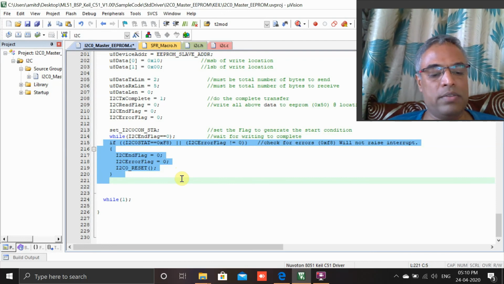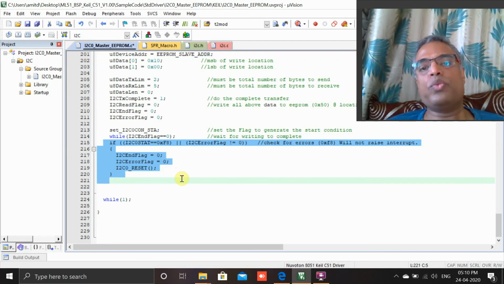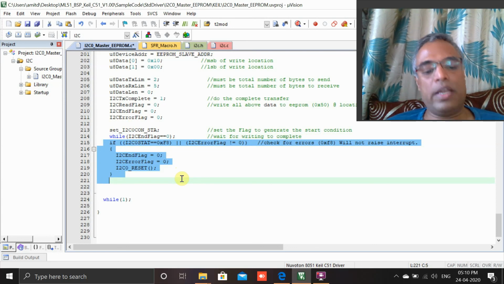So that's about it for the I2C peripheral. I think it's quite easy, quite an innovative approach for the I2C in this module.